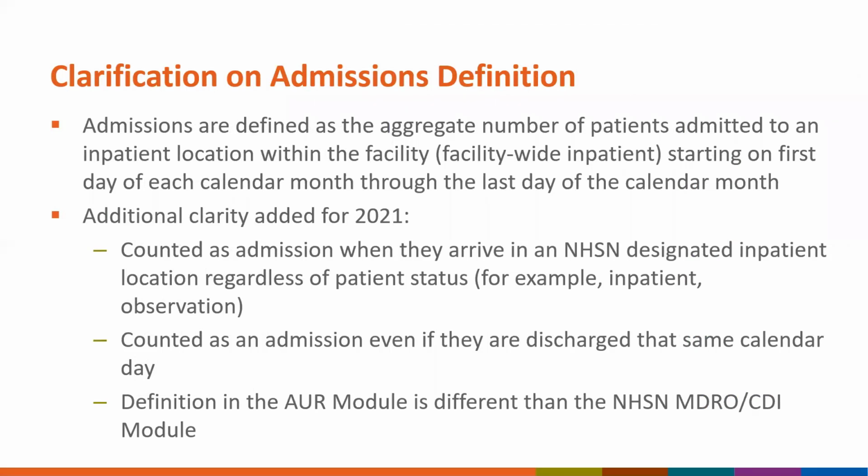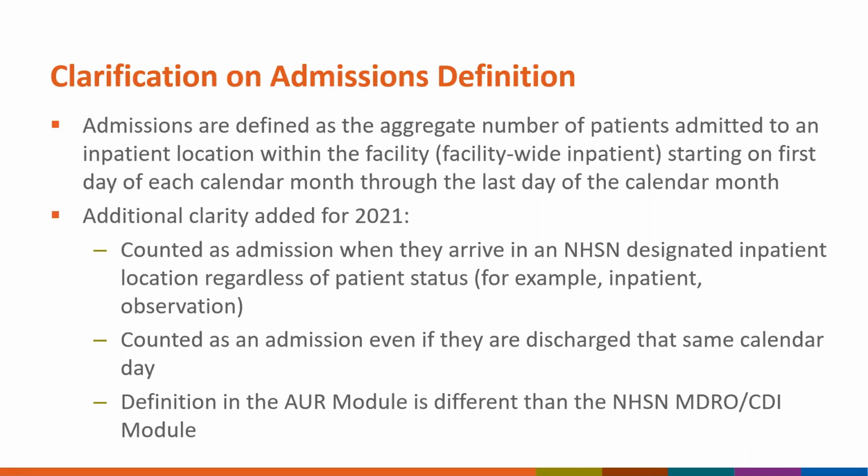Separately, we completed outreach late last year and early this year on discrepancies between the reported admissions values within the MDRO CDI module, AU option, and AR option. With this outreach, we learned that we needed to clarify our definition of admissions being used in the AUR module. The definition itself remains unchanged. Admissions are still defined as the aggregate number of patients admitted to an inpatient location within the facility starting on the first day of the calendar month through the last day of the calendar month. However, we've added additional clarifying points.